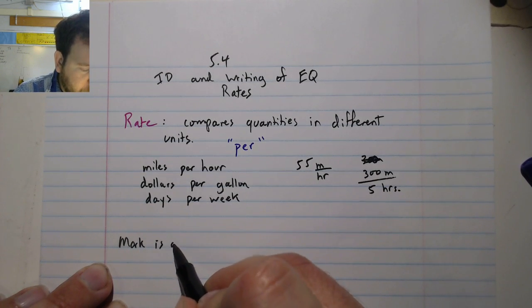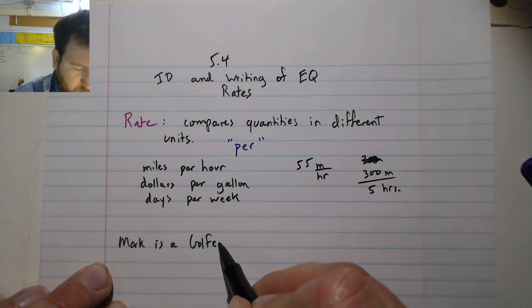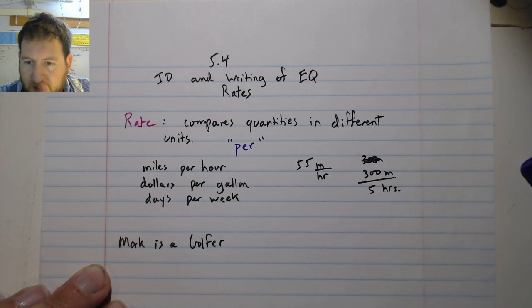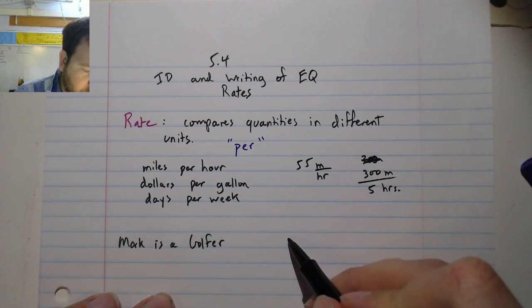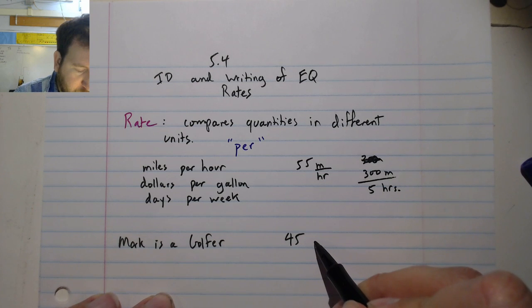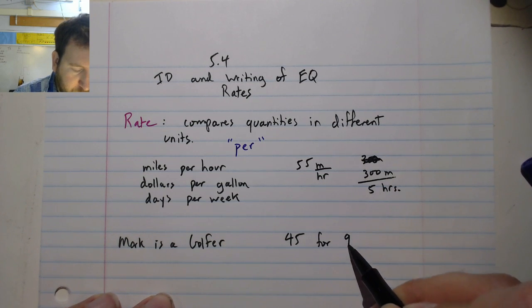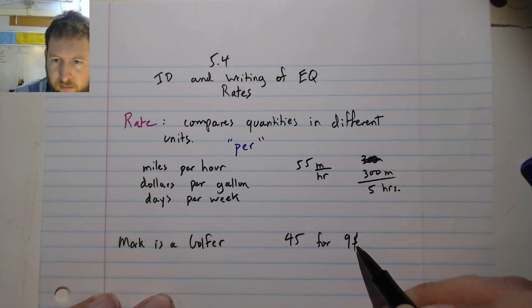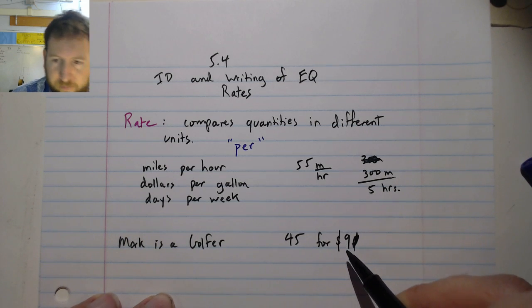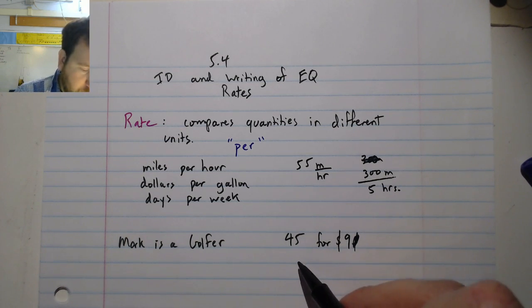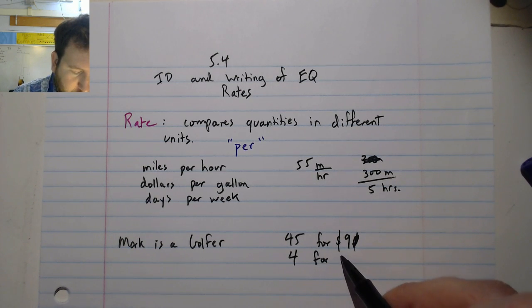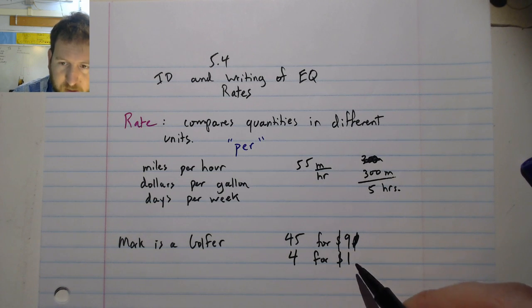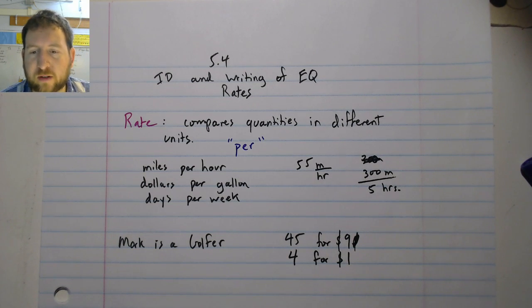Mark is a golfer, and he is buying golf balls. There's a bucket of 45 for $9, or you can get 4 for $1. And the question is, which one is a better deal?